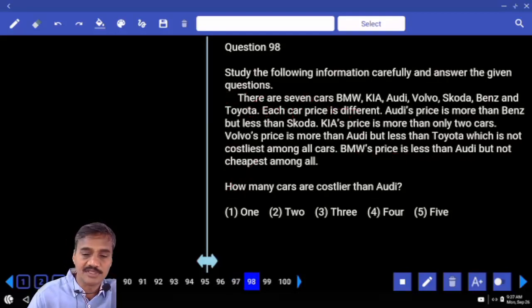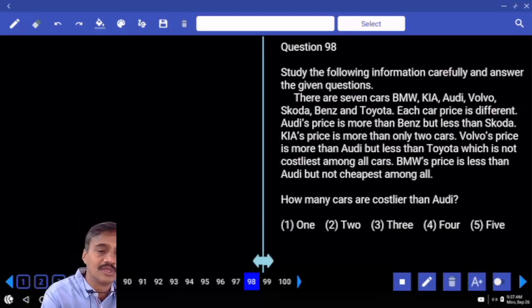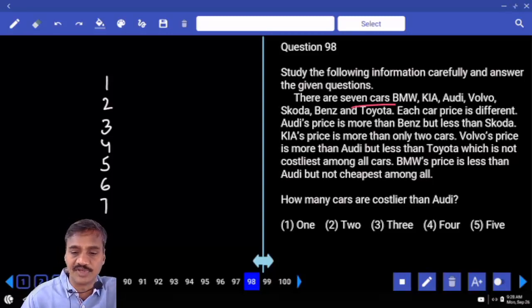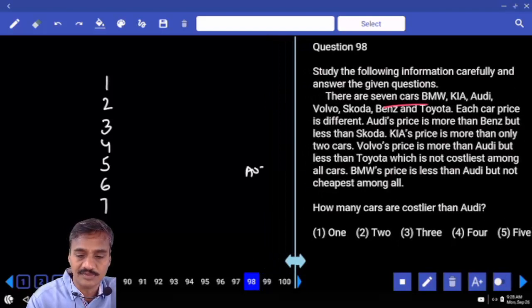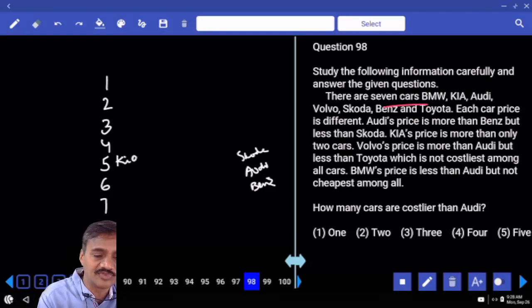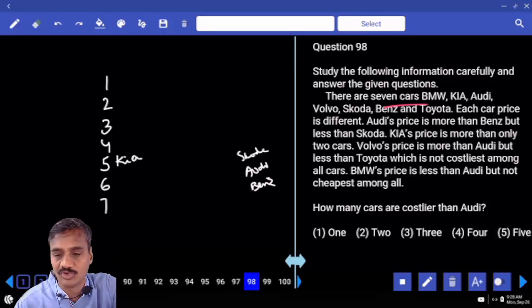Then 98 to 100 again based on comparisons. And how many cars we have? There are 7 cars, 1 2 3 4 5 6 7. Now these 7 cars are being compared in the prices, and each car's price is different. Audi's price is more than Benz but less than Skoda. Now this Audi is more than Benz and lesser than Skoda, and Kia's price is more than only 2. Hence Kia must be at the 5th position from the top. It is having more than only 2 cars.